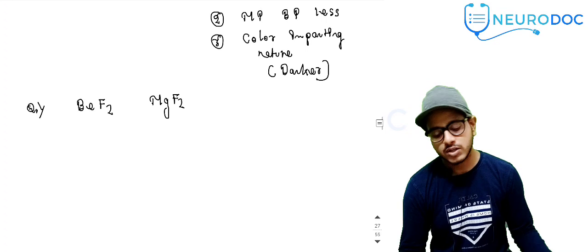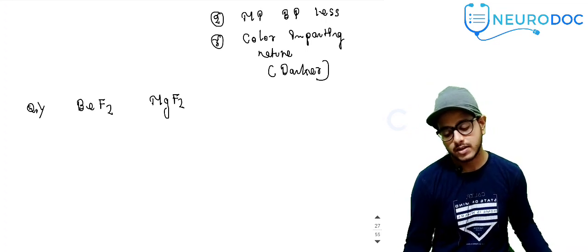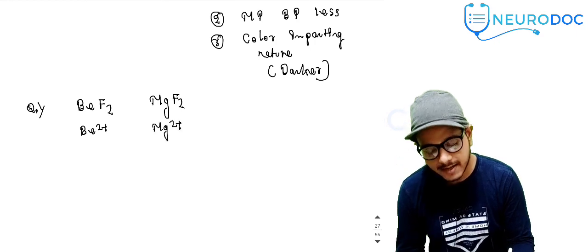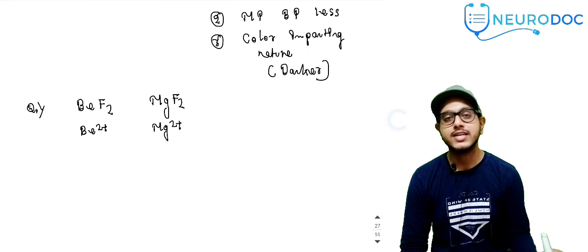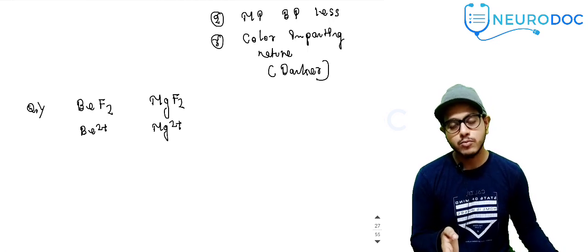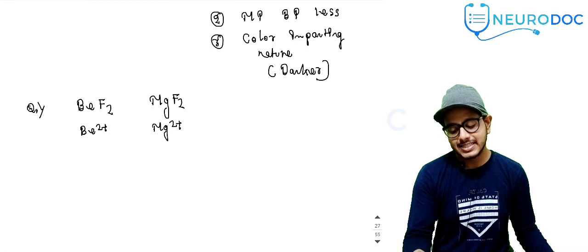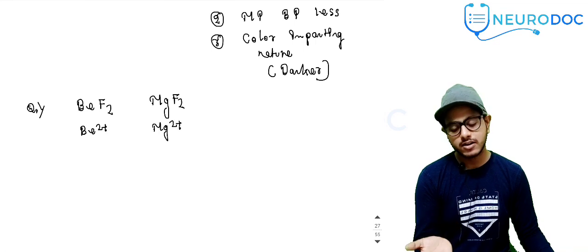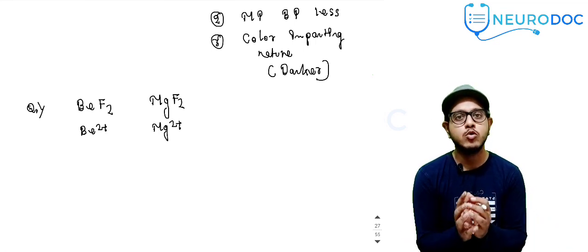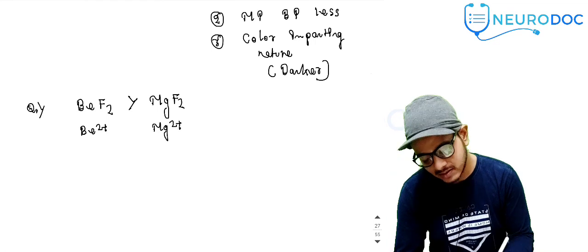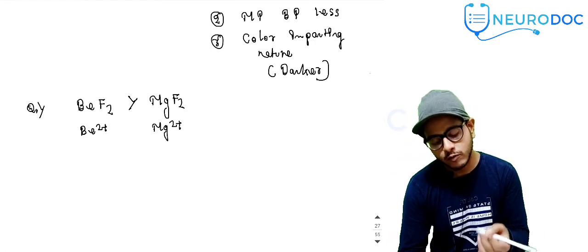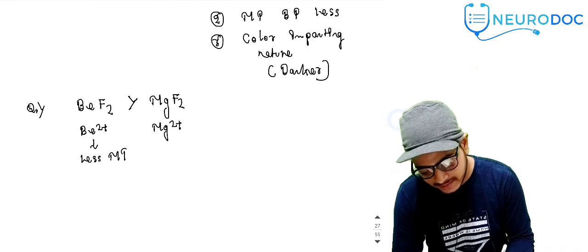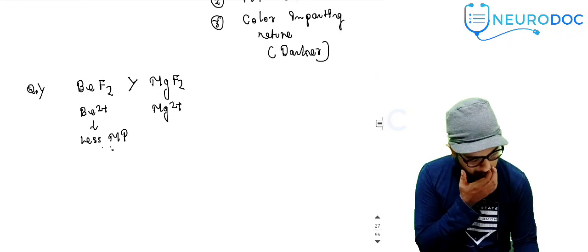So where do you think the covalent character is more? Here Be2+, here Mg2+. Anions are same, so polarizing power will be more in case of Be2+, because charge in both the cases are same, but size is lesser in beryllium 2+. So it will have more polarizing power, so the compound will have more covalent character. So as beryllium fluoride has more covalent character, it has less melting point. Okay, so this was the first question.